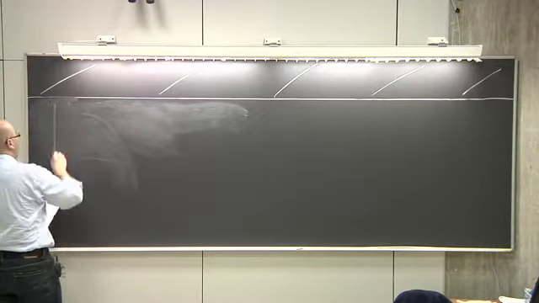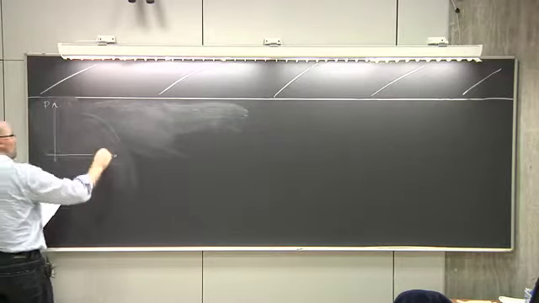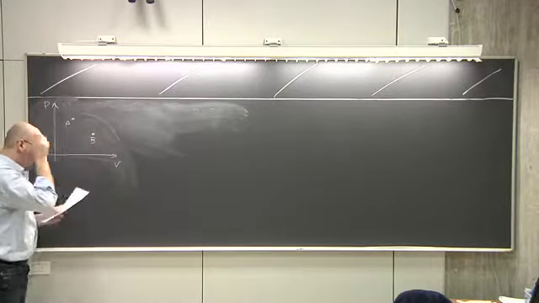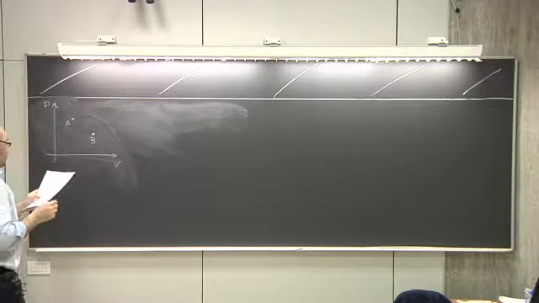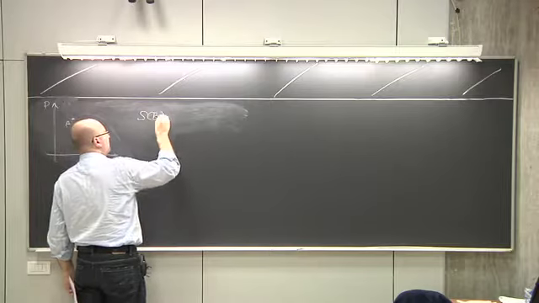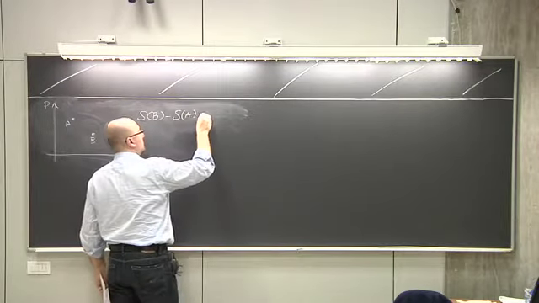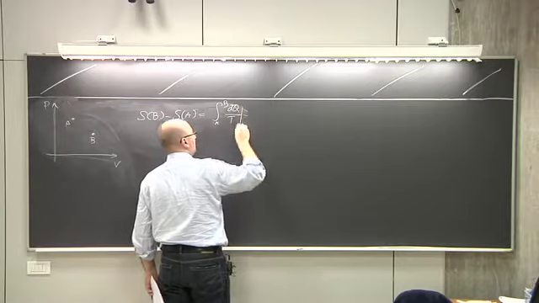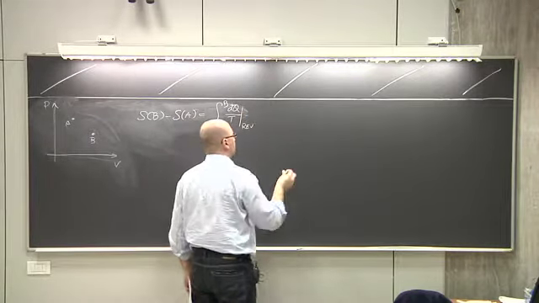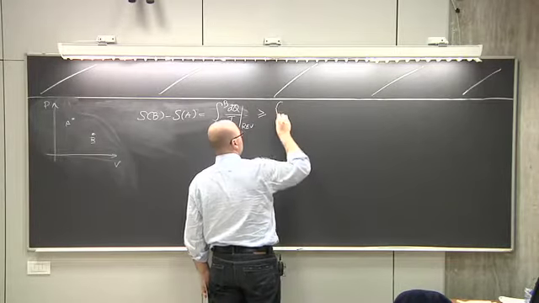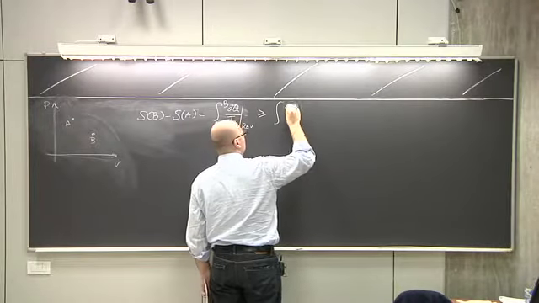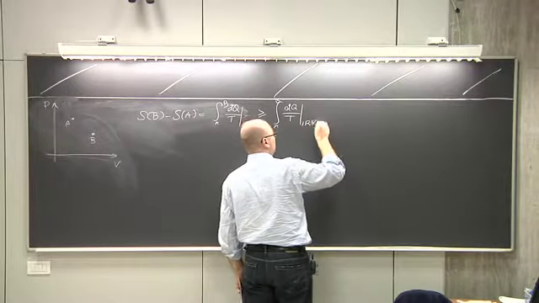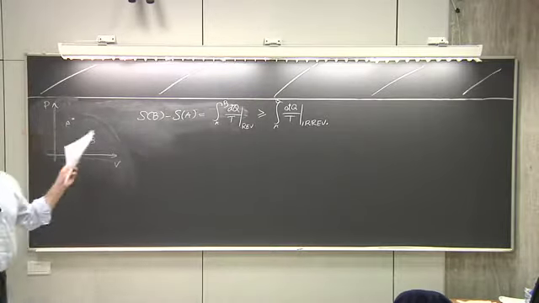So let me remind you that if we have a transformation between A and B, the entropy difference, which is equal to the integral of dq over T on a reversible transformation, is always larger or equal to the integral on an irreversible transformation. Sorry, it's not a cycle. It's a transformation from A to B.